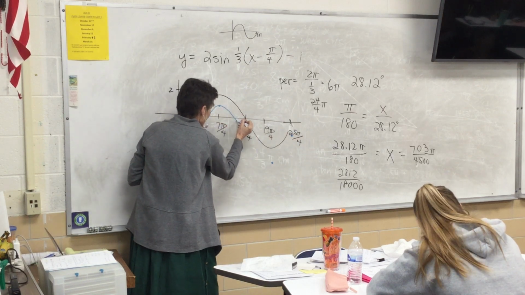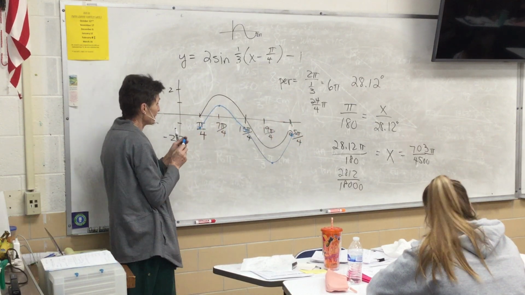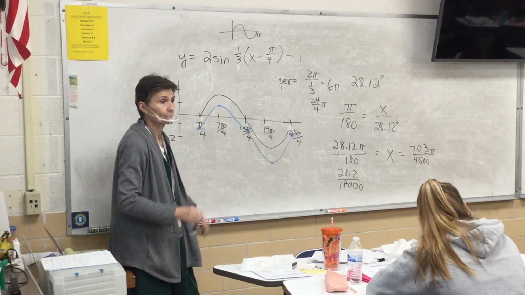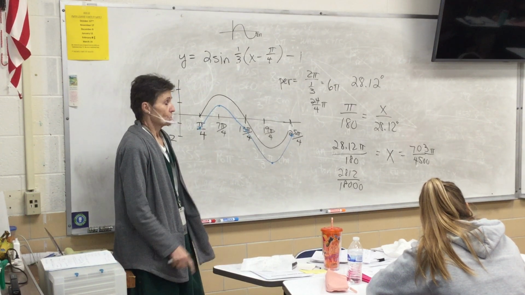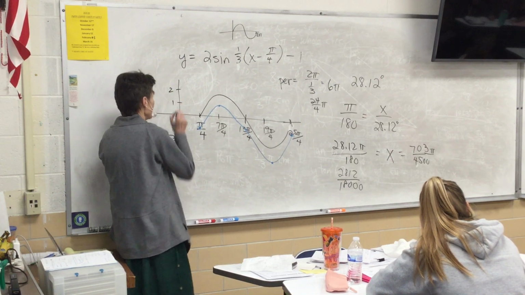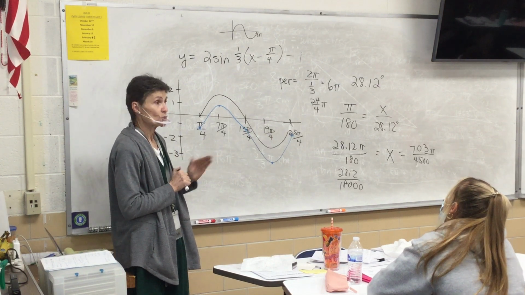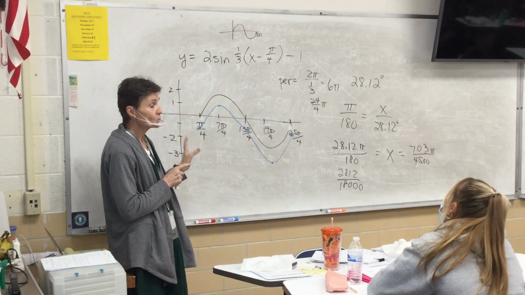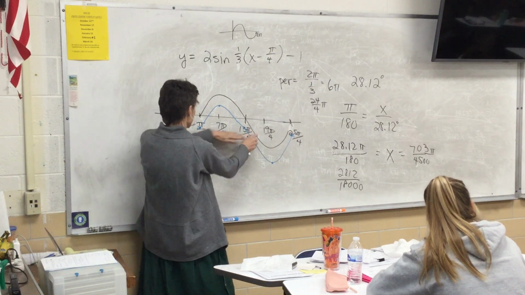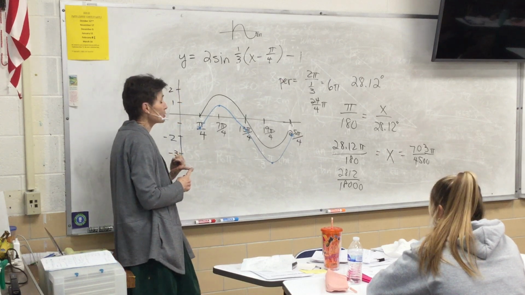So my final answer is the blue picture, because it is my original down 1. So now this low point actually is down at -3, and my high point is at 1. But that does not change the amplitude. The amplitude of that curve is 2, because isn't the height still 2? Yeah. So the amplitude is 2.